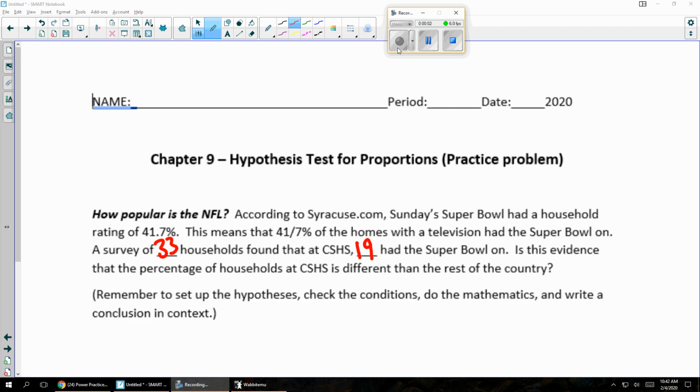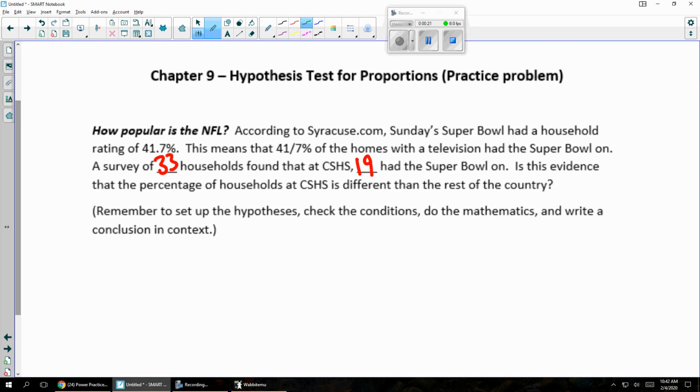So starting off, we've got a sample size of 33, and we've got 19 who said yes. So my p hat is going to be 19 out of 33, and I want to come up with a hypothesis test to see if the students or the households at our high school are different than the rest of the country. So there's 4 steps. I noted them on here. There's step 1, step 2, step 3, and step 4.